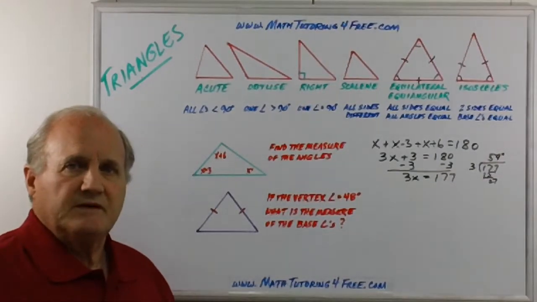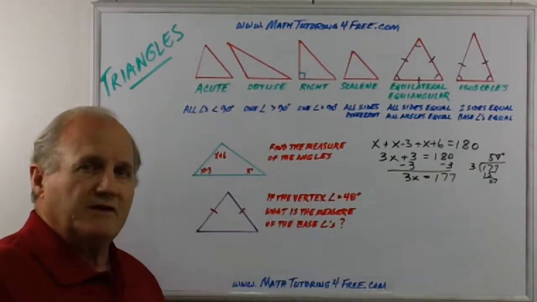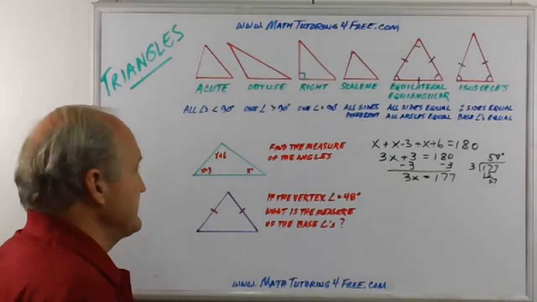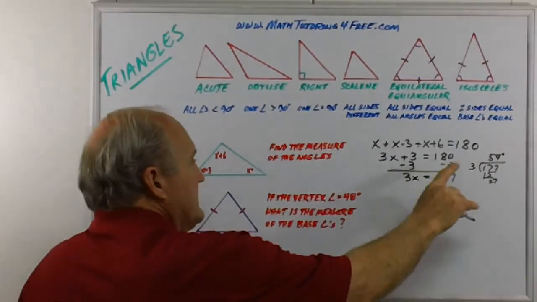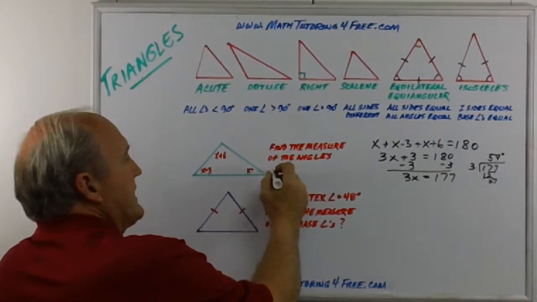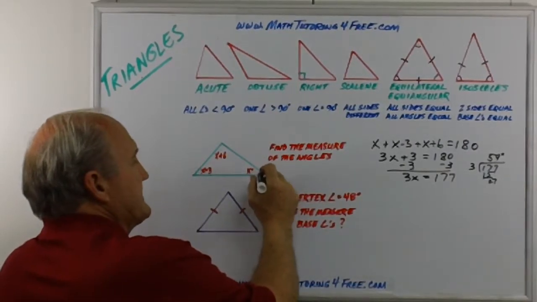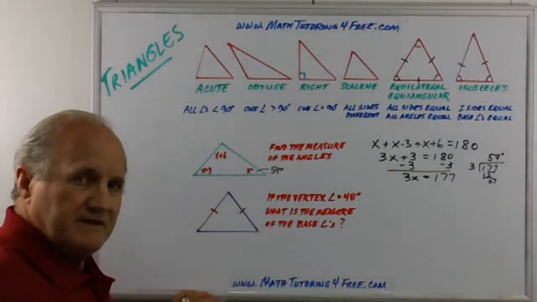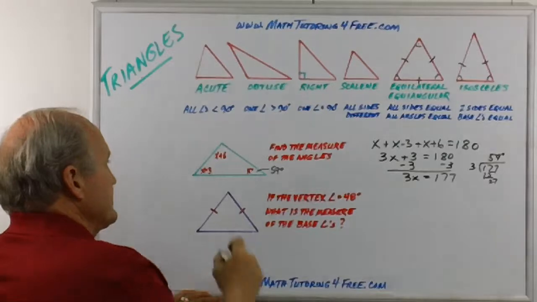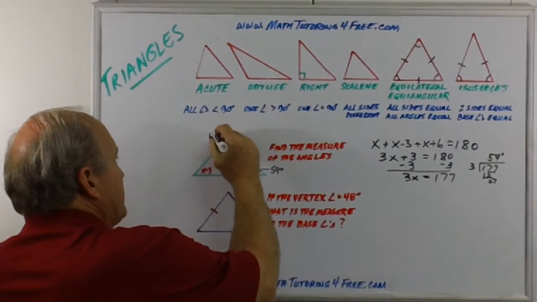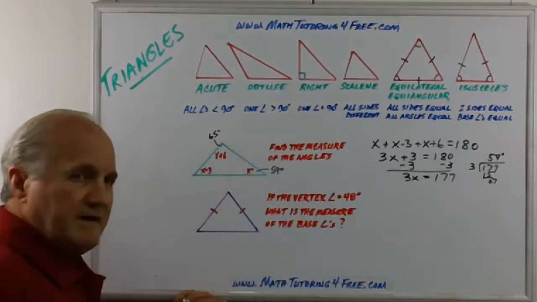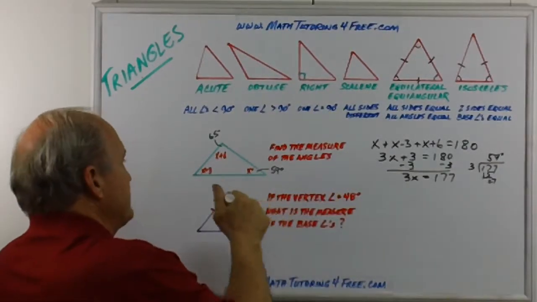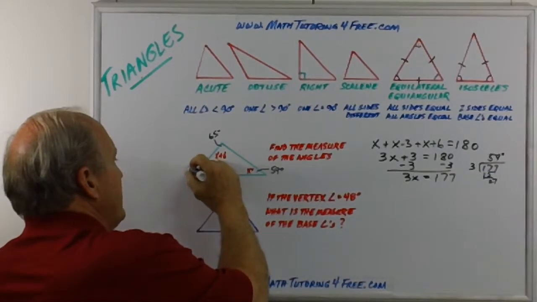Now, one of the mistakes a lot of kids make is that they say, oh, I found x, and they stop. Well, you have to decide, are they asking you for x, or are they asking you for the angle itself? In this case we're saying find the measure of the angles. So we can substitute 59 in for x, so that says this angle is 59 degrees, but this is x plus 6, so that angle is 59 plus 6. That angle would be 65 degrees. And then finally x minus 3, 59 minus 3 would be 56.